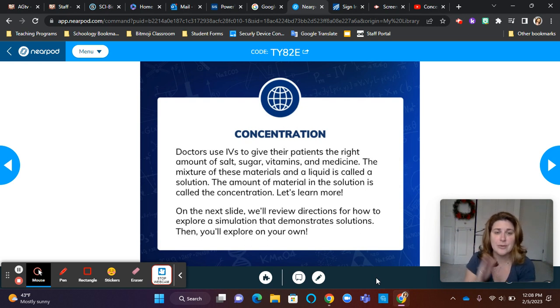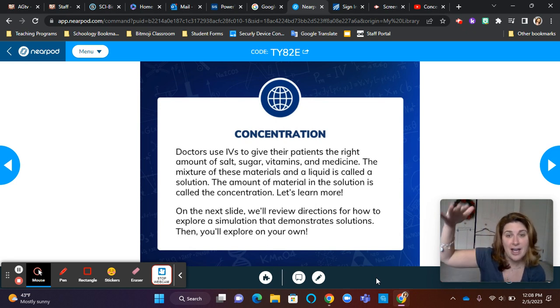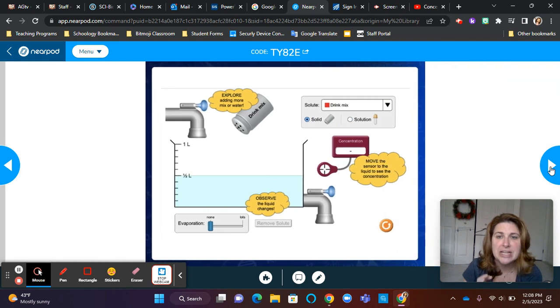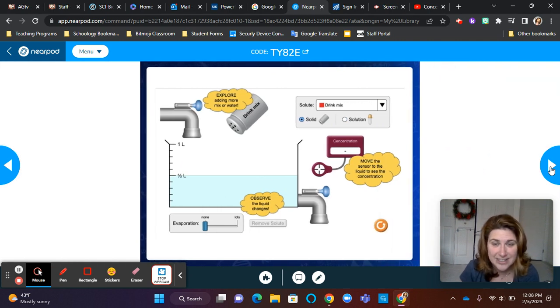So what we're going to do now is that simulation activity, and you're going to create different solutions. You're going to measure the concentration and be able to explain what makes a solution have a high concentration or a low concentration and what you can do to change that. So the activity is going to look like this. You're going to start when you click into it. I'm going to show it to you first, and then you're going to do your own demonstration of it.